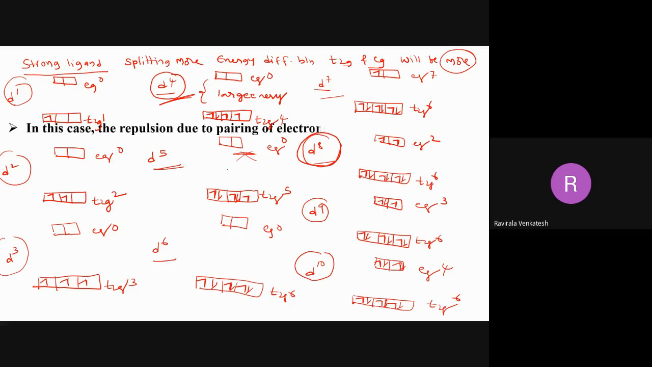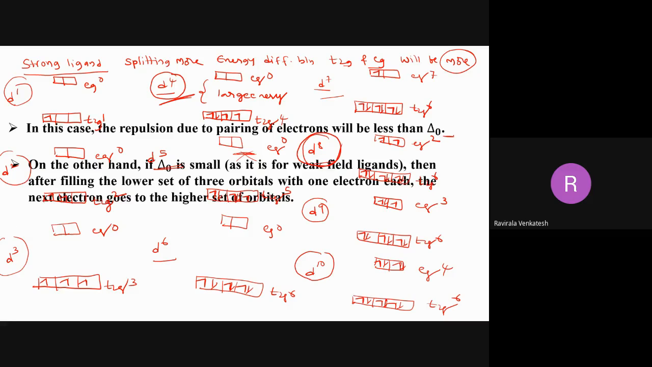In this case, the repulsion due to pairing of electrons will be less where the octahedral splitting energy is large. On the other hand, small splitting will be there for weak ligand. So if you take weak ligand, the splitting will be small, so the electrons will enter first T2G, then EG, and only then will they get pairing of electrons. But in the case of strong ligands, the splitting will be more. In that case, the electrons will first completely fill T2G, then go to EG.